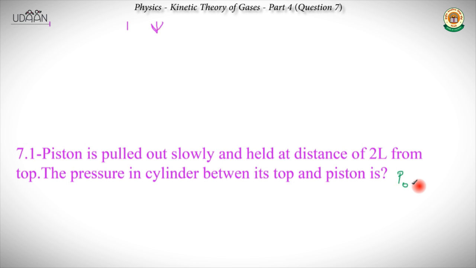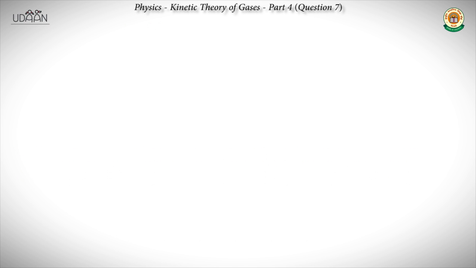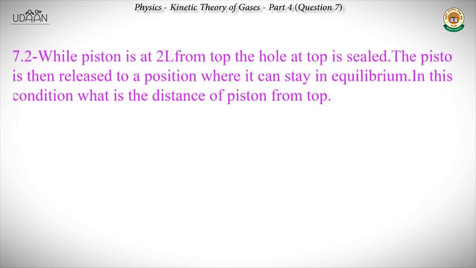The second question says that while the piston is at 2L from top, the hole at the top is sealed. The piston is then released to a position where it can stay in equilibrium. In this condition, what is the distance of the piston from the top? So let's analyze this question.